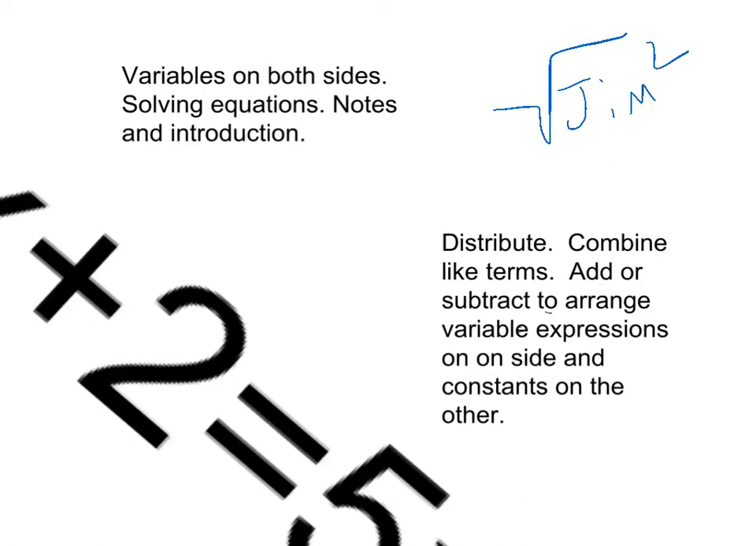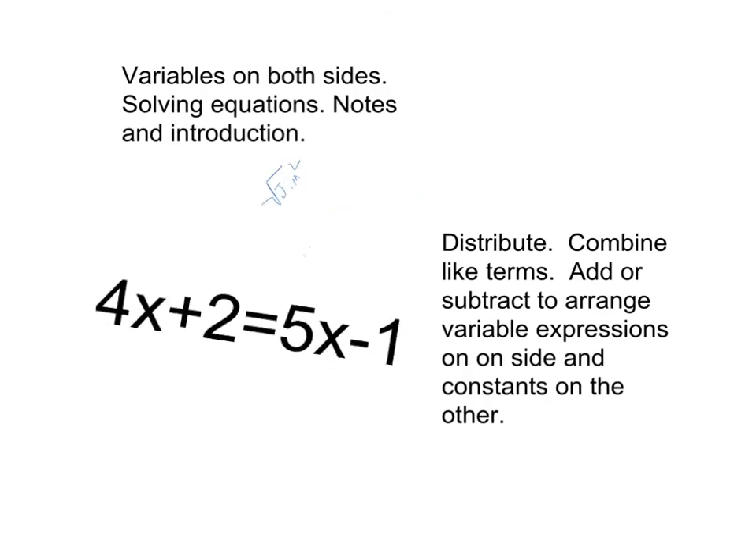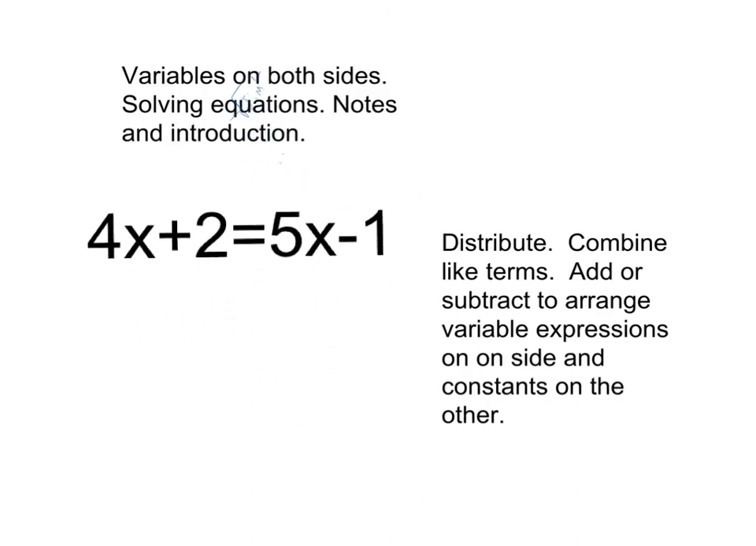Okay, to start, I want to give you a real brief overview with these equations. When you see variables on both sides, first you'll have to distribute. Then you'll have to combine like terms. Then, if you did that perfectly, you will get something that looks like this: 4x plus 2 equals 5x minus 1. Now, this is after the distribution and the combining like terms. I'll talk about that later.